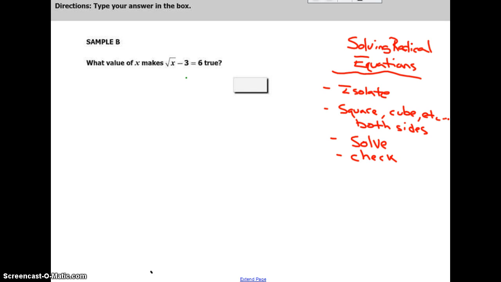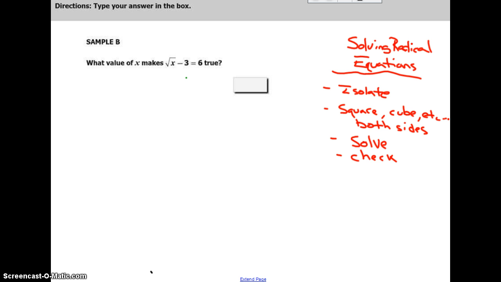All right, so here we're doing the solving radical equations packet in preparation for the SOL. And I put the steps for solving radical equations over here on the right, written in red, which we're going to use to do our problem here in front of us. So this is a sample question from an SOL that was given 2 years ago. And it's not a multiple choice question or anything like that. So we're going to go ahead and use these steps to answer the question.